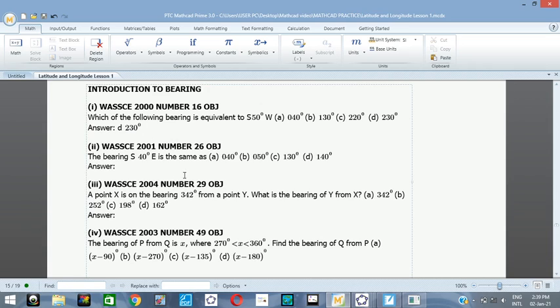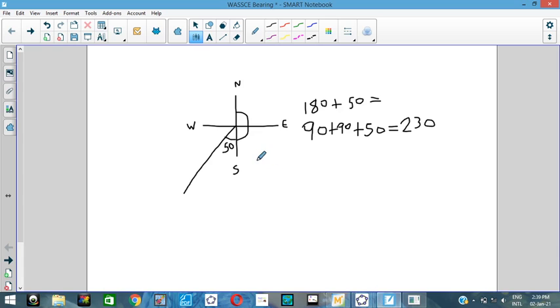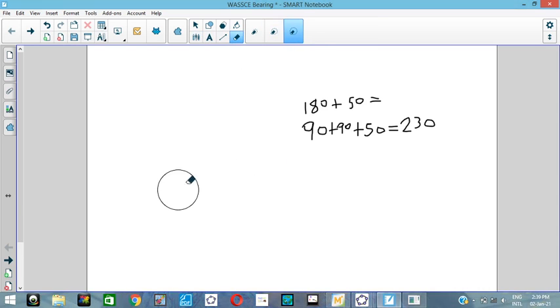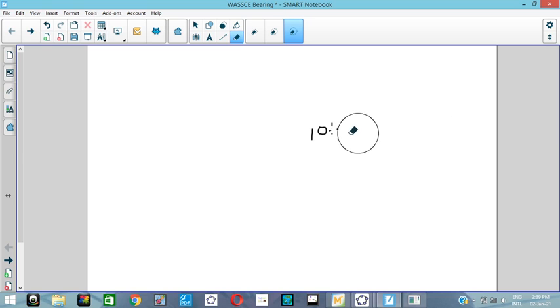Okay, let's look at this. The second question is similar to this. There are so many in the past questions. I just picked these two. You can go through your past questions and you will understand it very well. So this is south 40 degrees east. Let me just erase this fast. So this is south 40 degrees east. The same thing, the same approach.